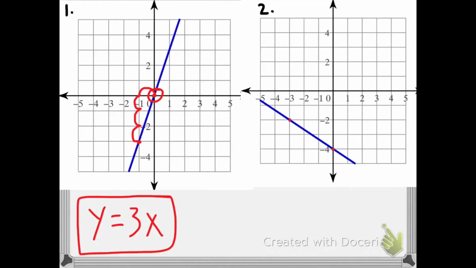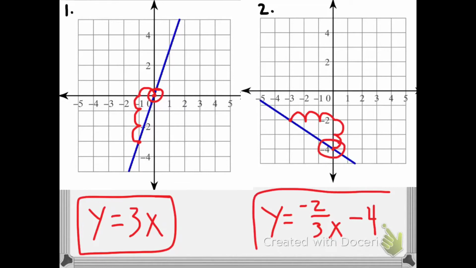For number 2, I already labeled the points. So you know that the slope's going to be negative since the line is going downward. So 1, 2, 1, 2, 3. So y equals negative 2 over 3x, and the y-intercept is negative 4 since it crosses at negative 4. So that's our equation.